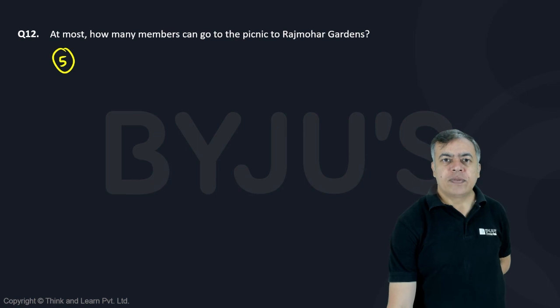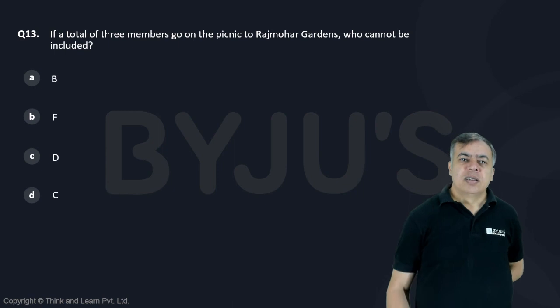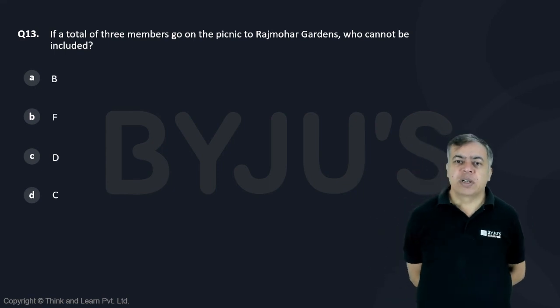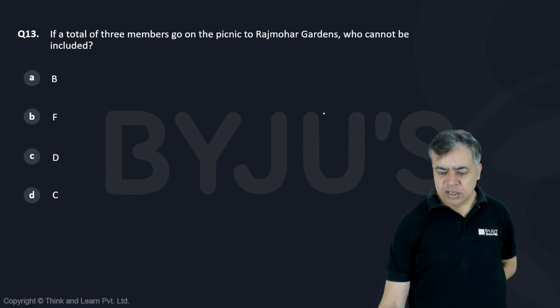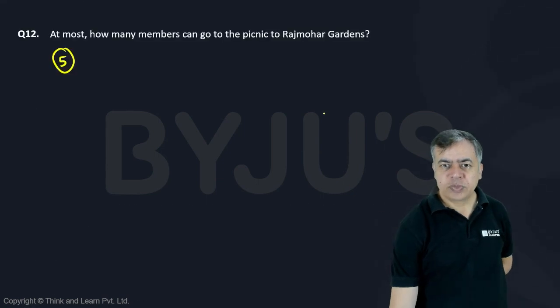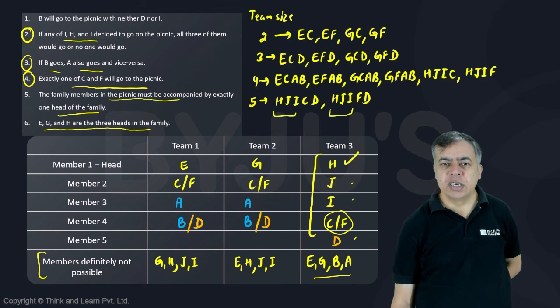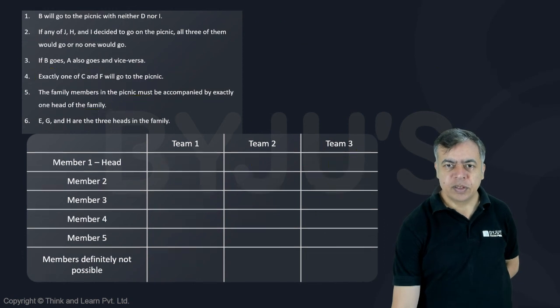So yes, the correct answer would be 5. If a total of 3 members go on the picnic to Rajmahal Garden, who cannot be included? Now 3 members, the possible teams for three members are ECD, EFD, GCD, GFD. That is, EC, EF, GC, GF, and D is compulsory. Okay.